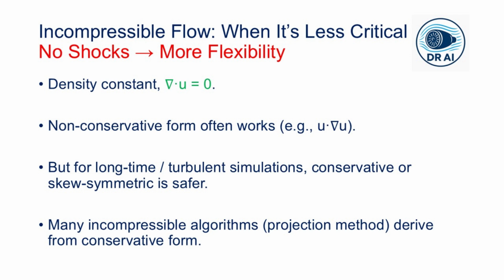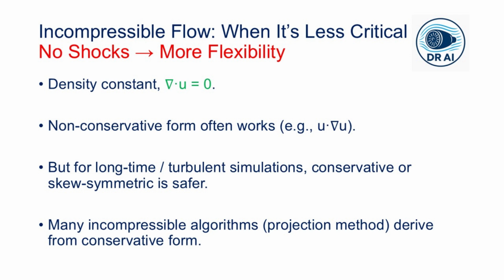However, and this is important, even for incompressible flows, the conservative form has advantages for long time integration and for large eddy simulation, LES, of turbulence. Why? Because in the non-conservative form we have what are called aliasing errors, errors that come from the products of two numerical approximations. These errors can artificially add or remove kinetic energy, which is bad for turbulence. The conservative form, by maintaining global momentum balance, tends to be more stable over long simulations.